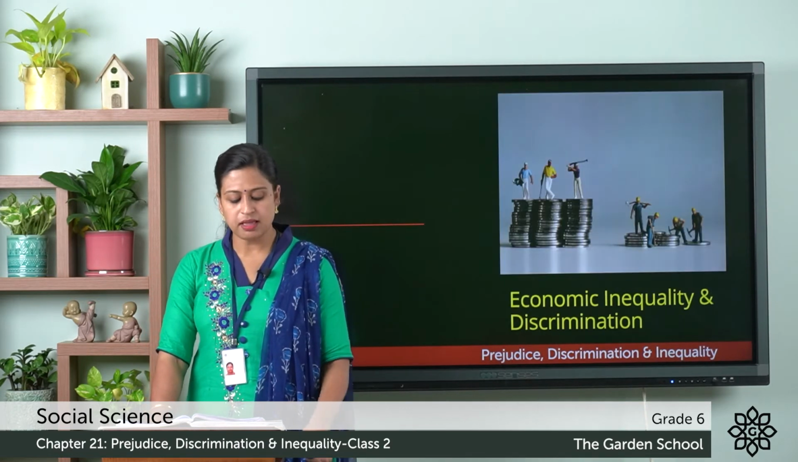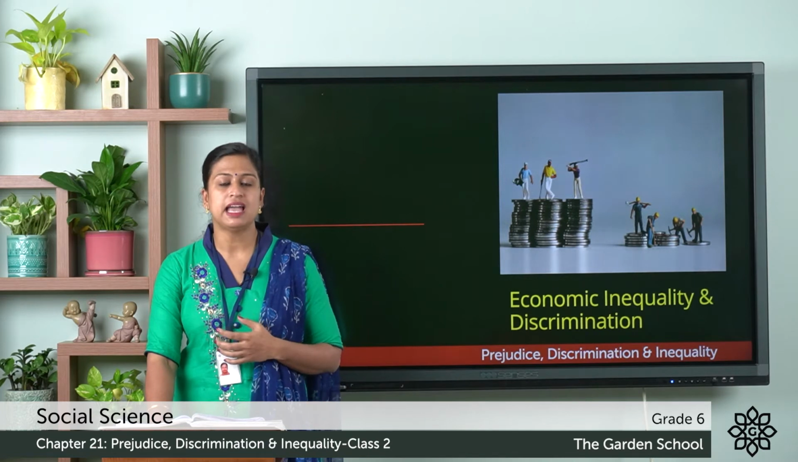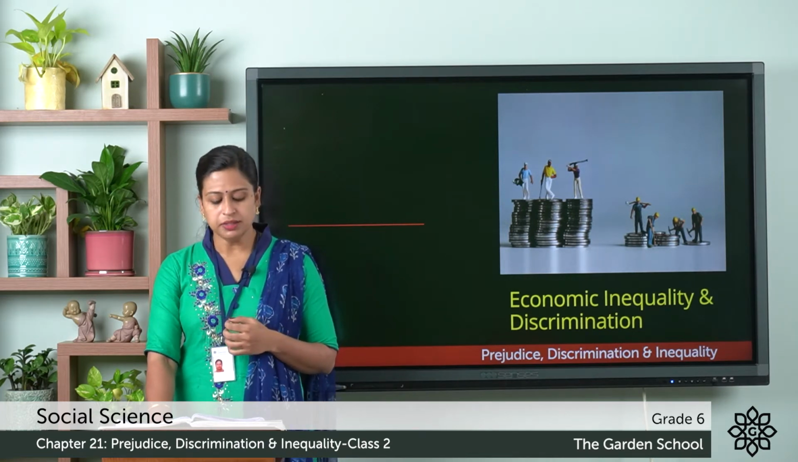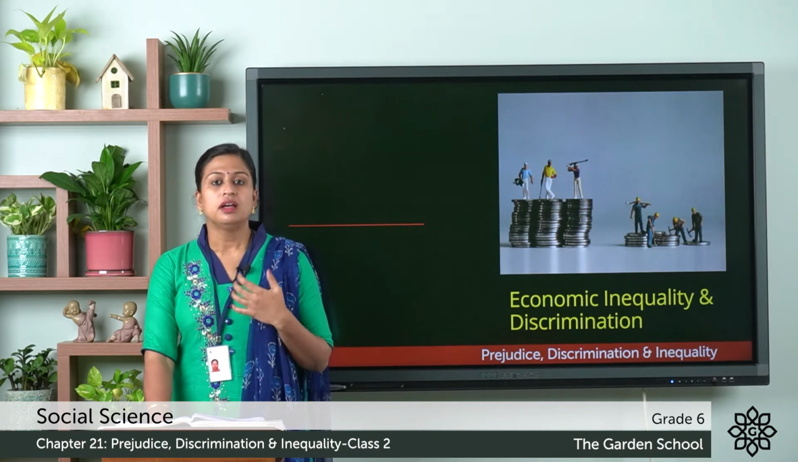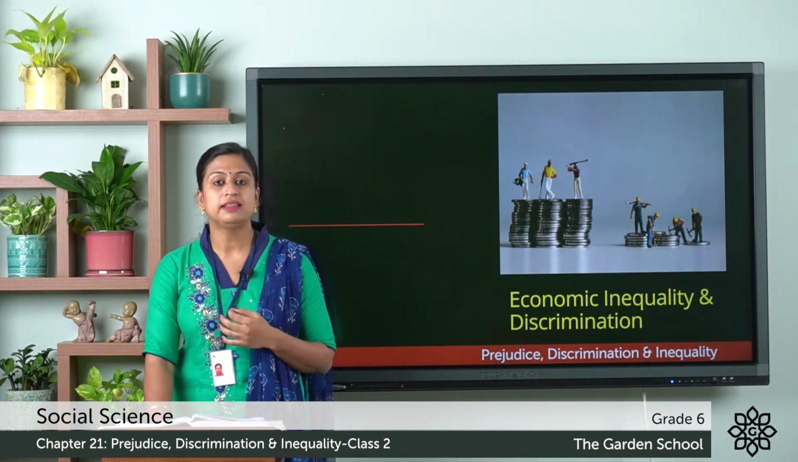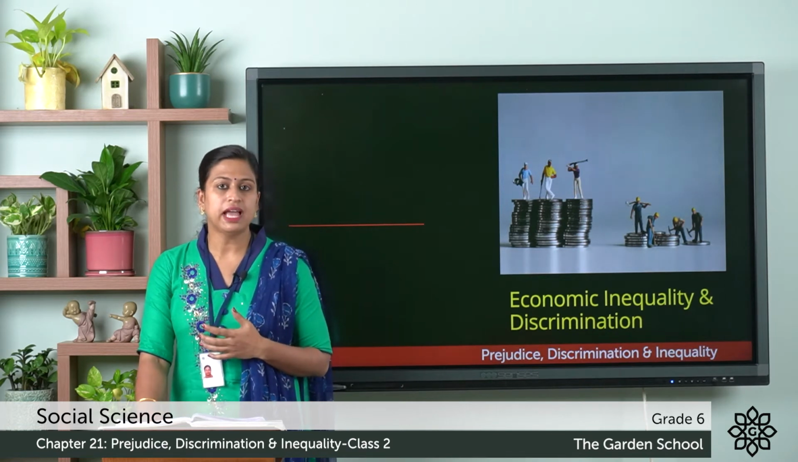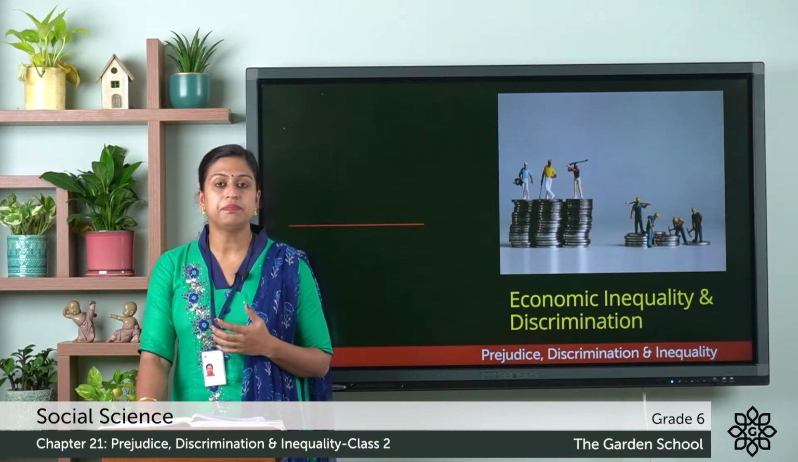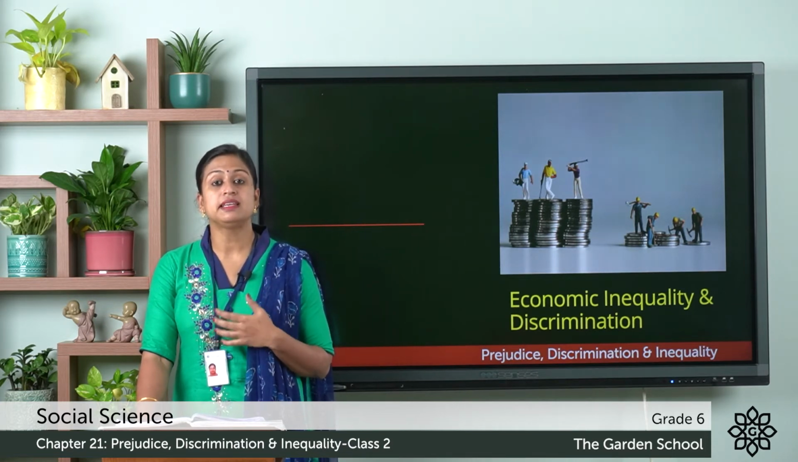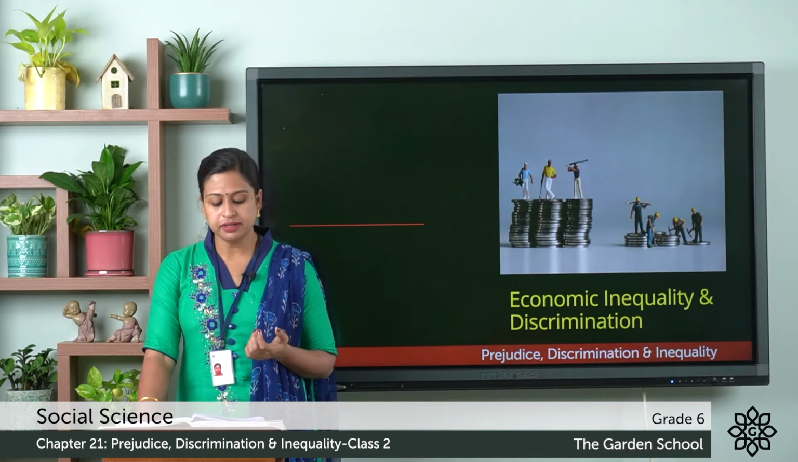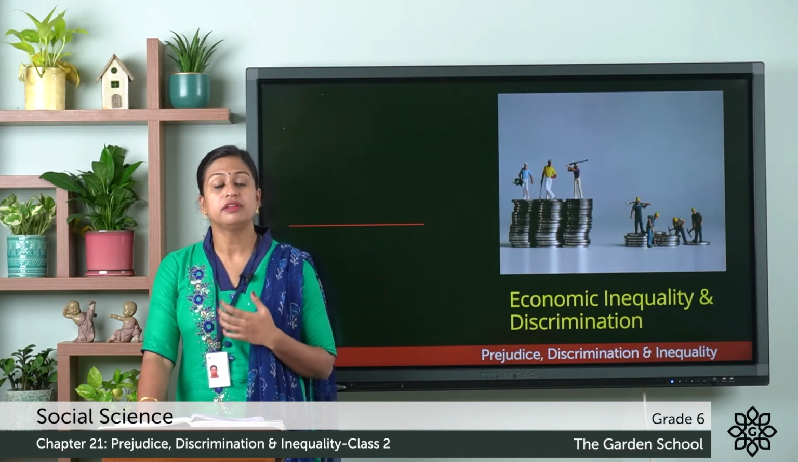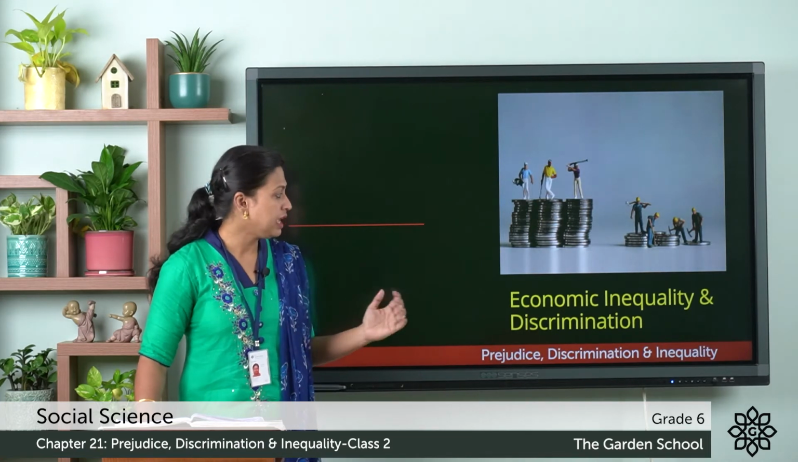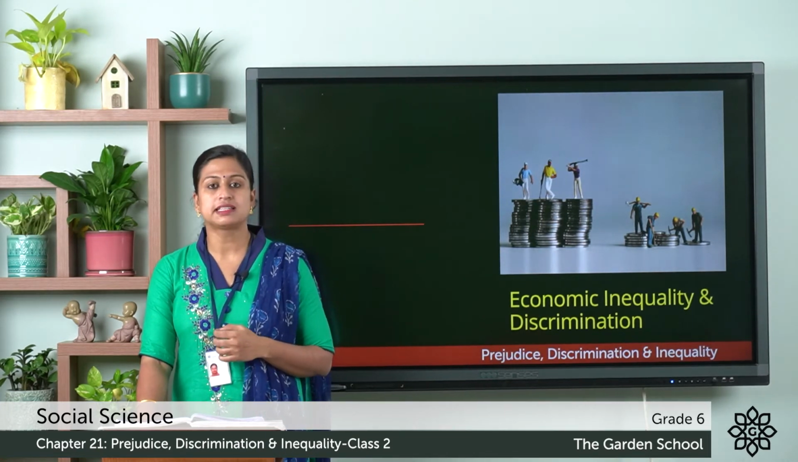Next, we will discuss economic inequality and discrimination. Here, economic inequality arises due to the unequal distribution of wealth and income. And you know that in our society, many people are poor. They don't have money even to fulfill their basic needs like food, shelter and clothing. And they face discrimination wherever they go. So this was about economic inequality and discrimination.